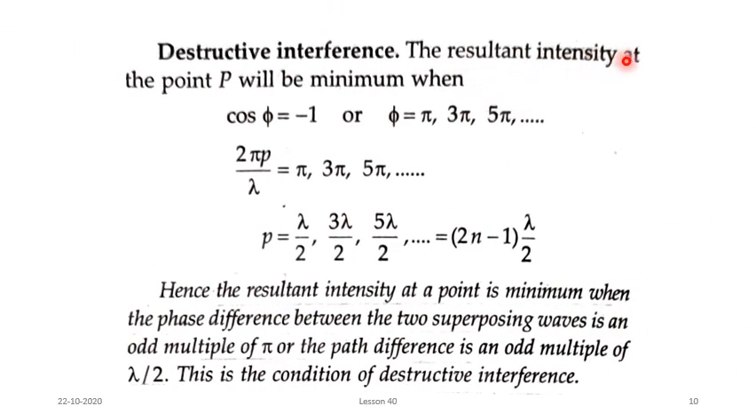The resultant intensity at point P will be minimum. Minimum means your lowest value, that means the smallest value. So it can be 0 or smaller than 0. The resultant intensity at P will be minimum when cos phi will be negative, or I can say -1. When will cos phi be negative? When phi equals pi, 3 pi, 5 pi.